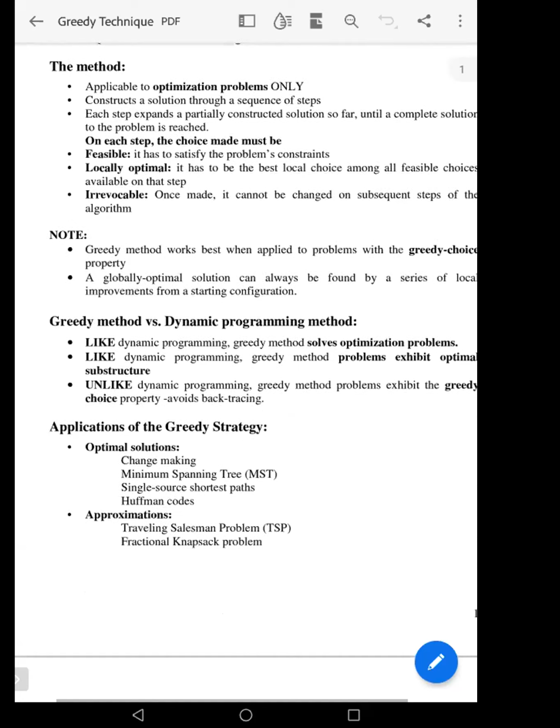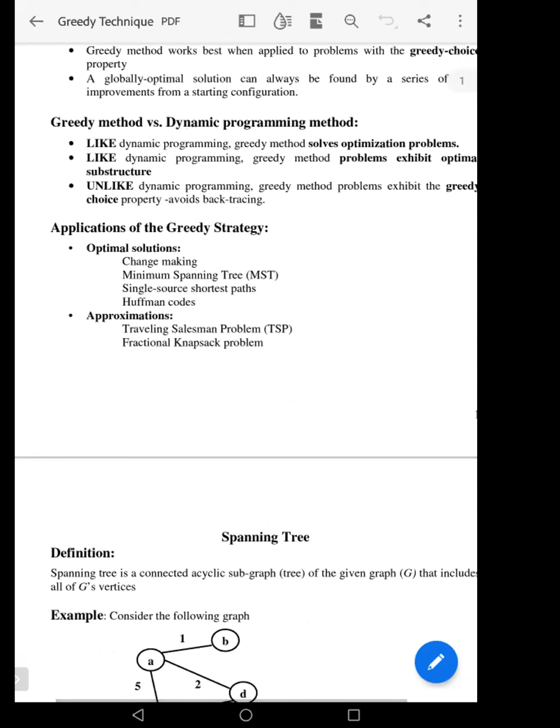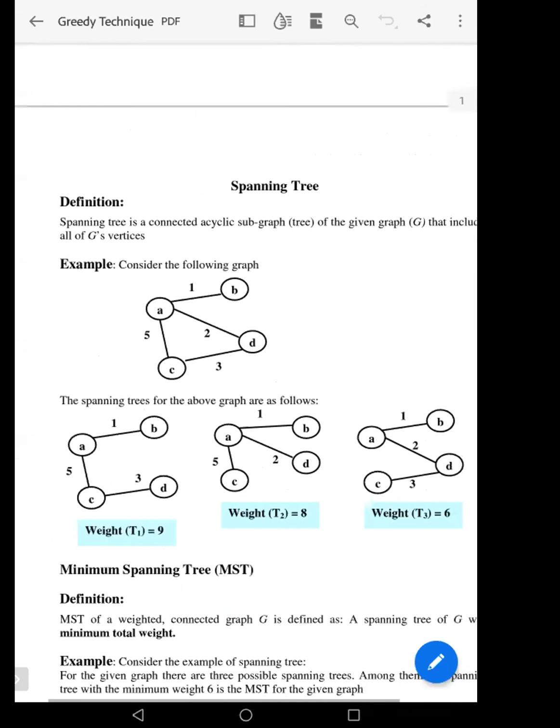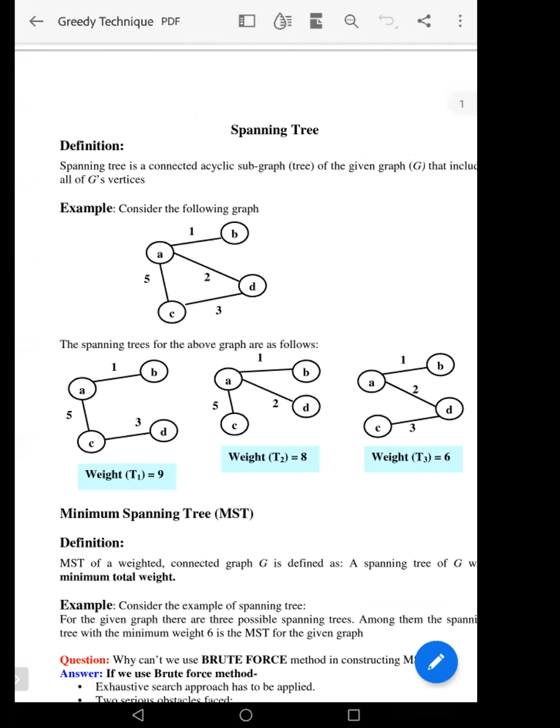The problems which you can solve using the greedy strategy are change making or coin change making, the minimum spanning tree, and then the shortest path problem, that is the single source shortest path problem. Then Huffman codes are some of them. Also some approximation problems are there. We can solve the traveling salesman problem or the fractional knapsack problem. So let us discuss a very commonly used problem, the spanning tree problem.